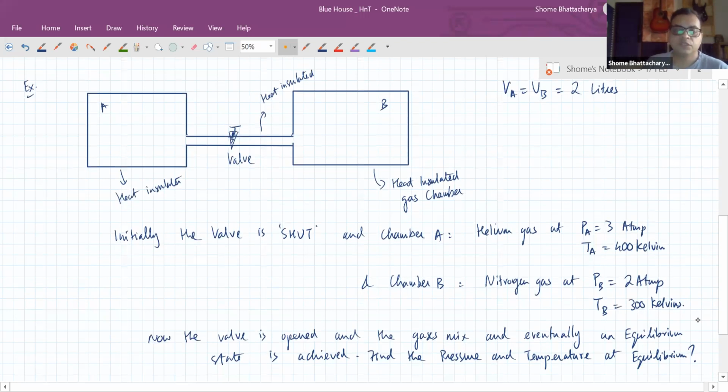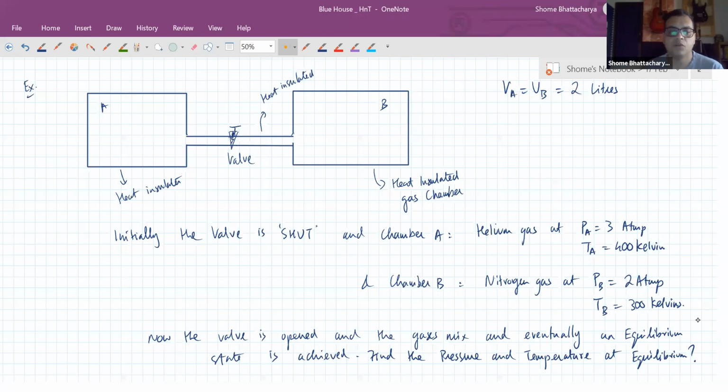So I'll give you a hint over here that what is happening is that there is no heat exchange with the surrounding, because the walls of the container are heat insulated, and also there is no mechanical work happening on the system. So the total internal energy has to remain conserved, or the total kinetic energy of the gas molecules has to remain conserved from the initial state to the final equilibrium state. And the other thing is you will make use of the ideal gas equation.